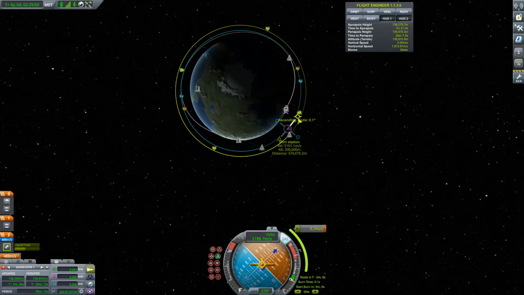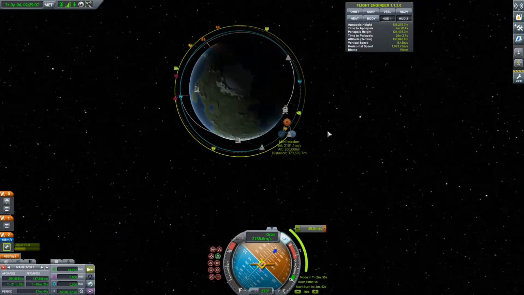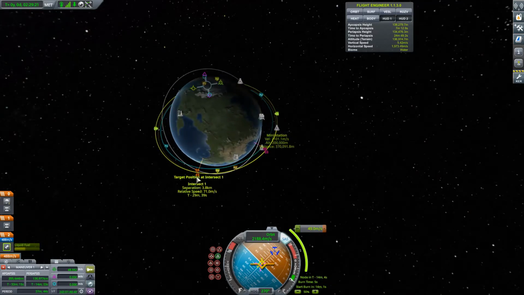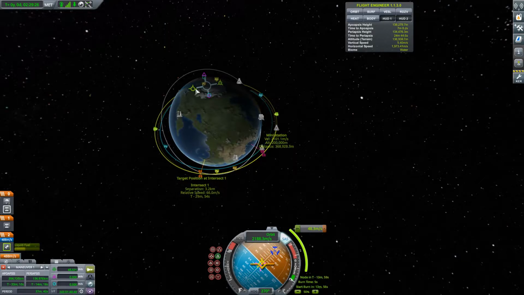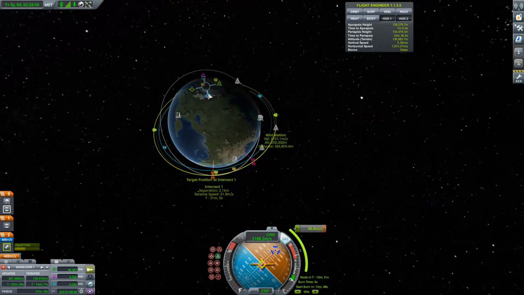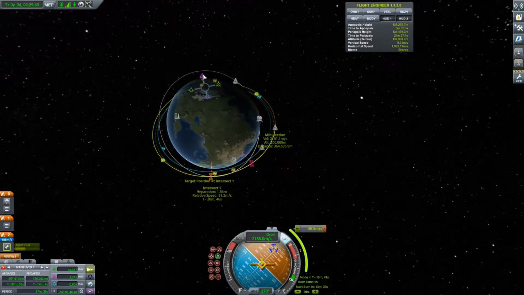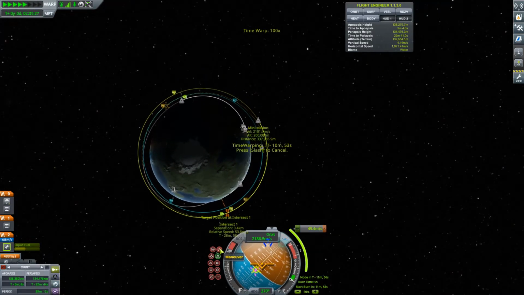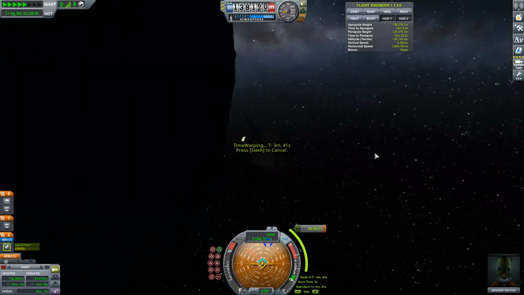This is what you're going to want to do when you're trying to get an encounter with Duna or another planet. All I'm doing is boosting my orbit up or boosting my orbit down, whichever way, basically changing my apoapsis with respect to the main body that I'm orbiting. In this case, I'm orbiting Kerbin, so I've got to increase my apogee to get that encounter with my space station.